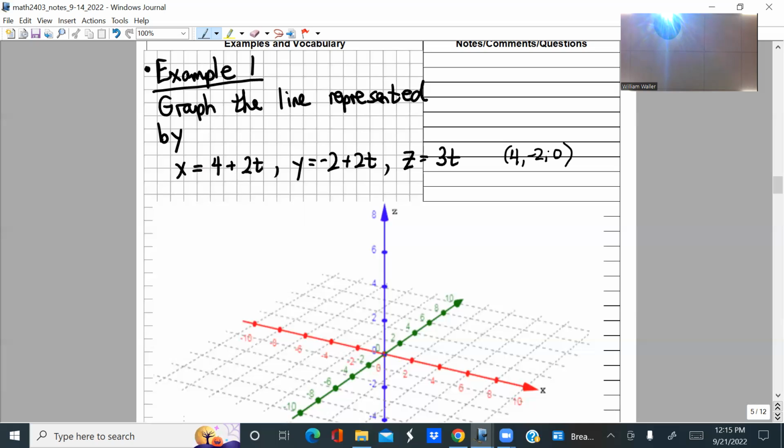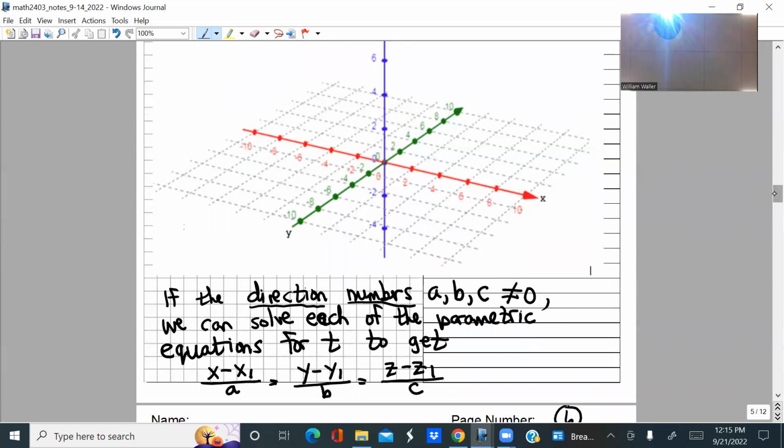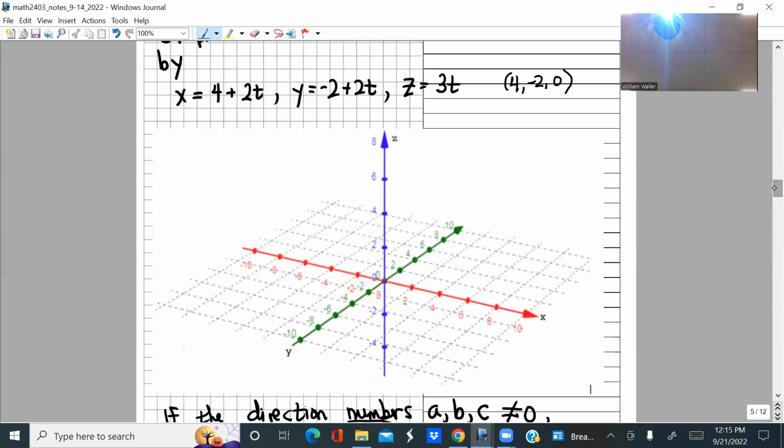4, -2, and 0. Let's try plotting that one, because that point is on the xy plane, right? Because its elevation is 0. Its z coordinate is 0. So we can plot that point really easily on the xy plane. If I can find it here. So I think this is 4. And then -2? Is that down here? Yeah. Okay, so that's the intersection of that line with the xy plane, right there at the point (4, -2).